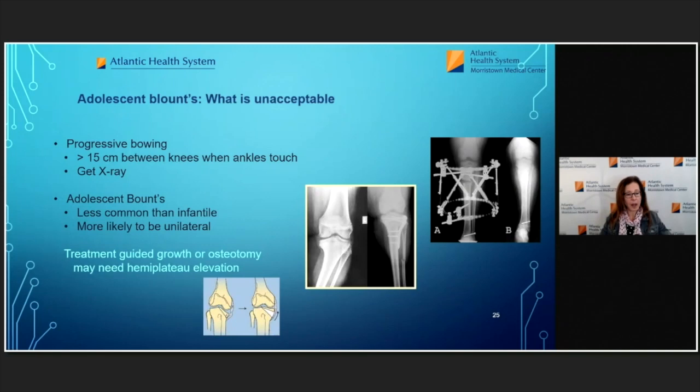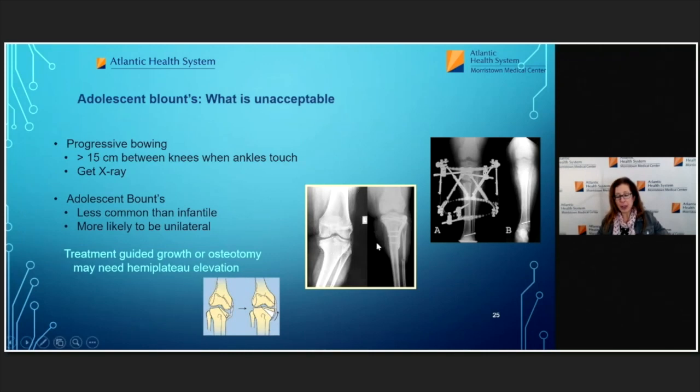So this is what we call adolescent Blount's disease. And he's got progressive bowing. He has more than 15 centimeters between his knees when his ankles touch. And you get an x-ray. And the x-ray shows medial beaking and deformity at the proximal tibia. This is less common than infantile Blount's disease, more likely to be unilateral. And you can treat them with guided growth if they're skeletally immature.